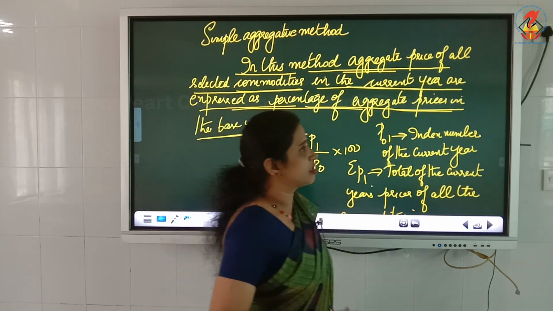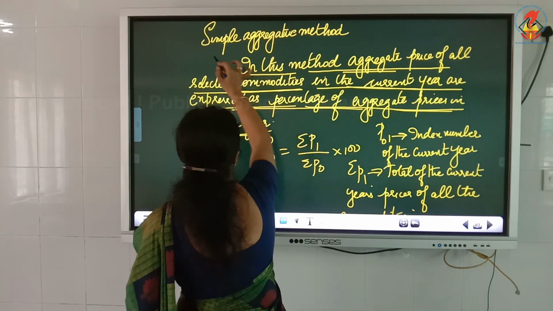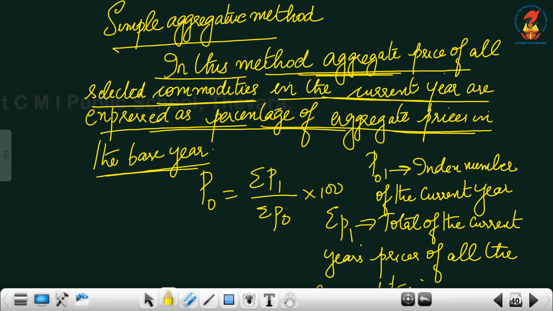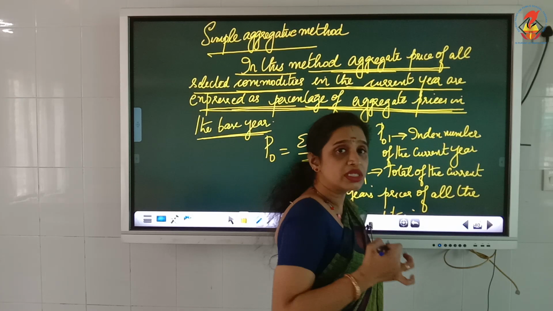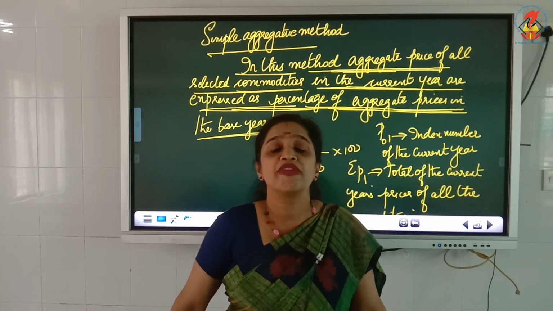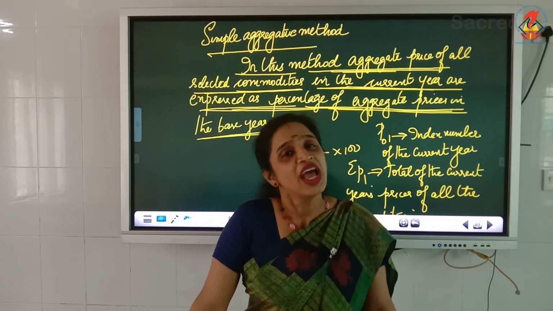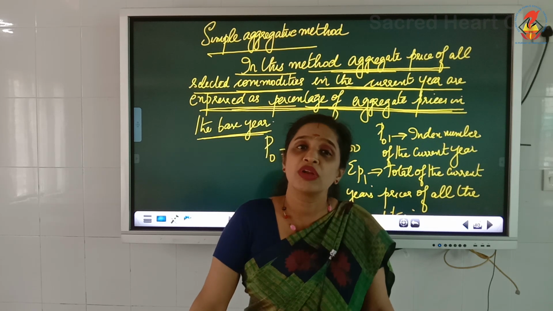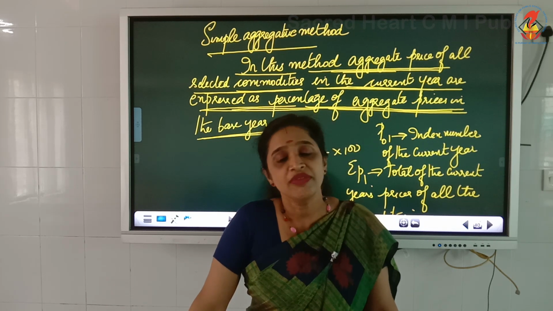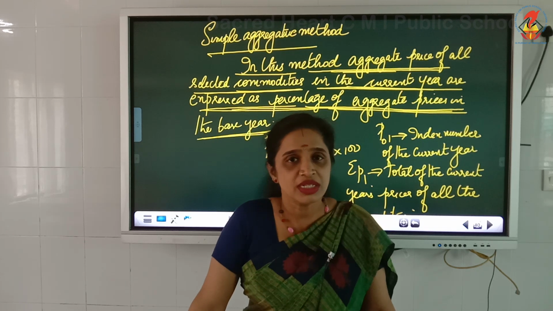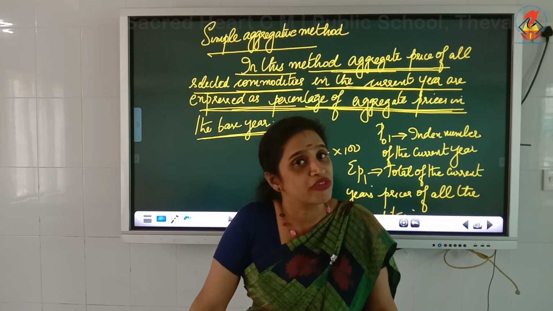So in this method, what do we do? In the simple aggregate method, we take the total price of all the selected commodities in the current year and express it as a percentage of the aggregate prices in the base year. So in short, we find the total of all the prices in the current year and also the total of all the prices of the base year. Then we find the percentage. That is what is expressed in the following definition.